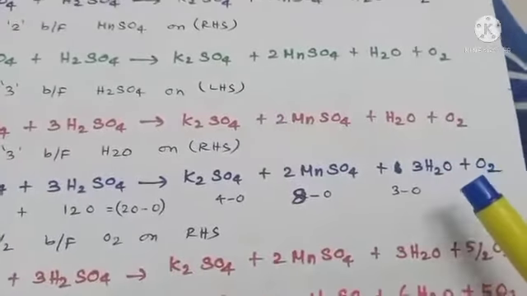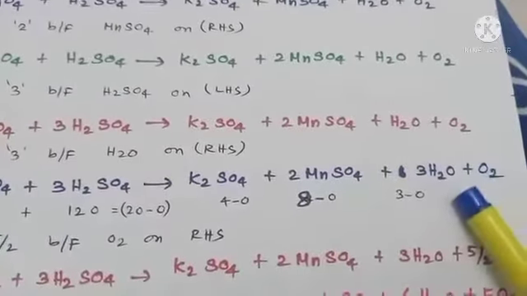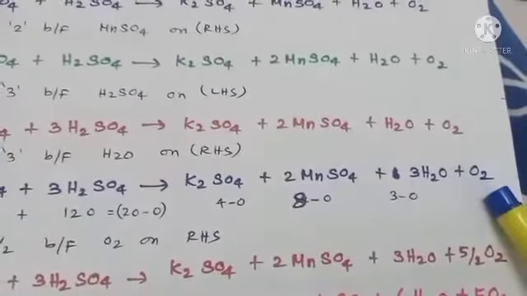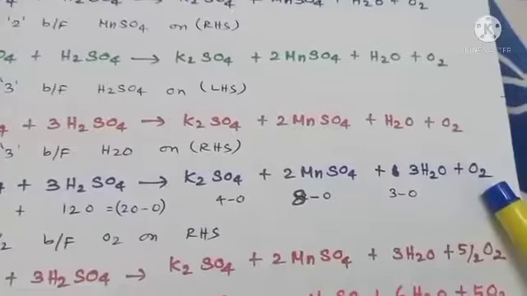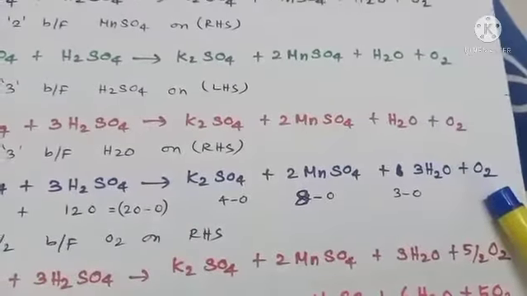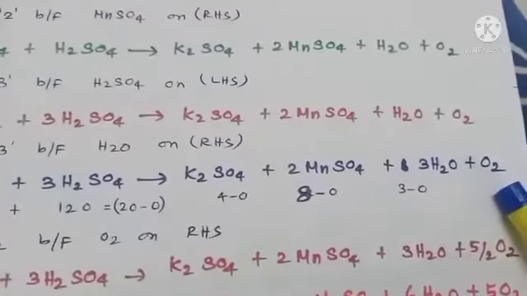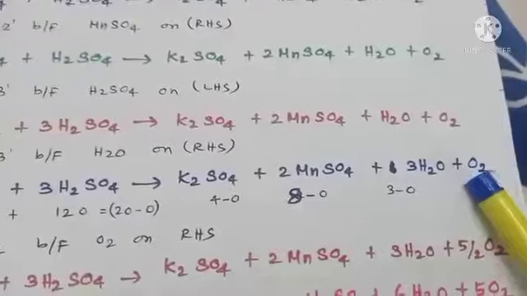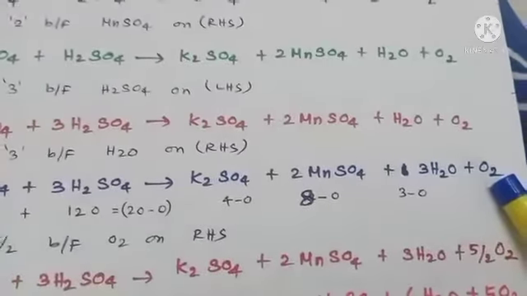So what I am going to do is, I am going to introduce 5 by 2 before O2 to balance oxygen atom, because one O2 is nothing but 2 oxygen atom, isn't it? 1 oxygen molecule is equal to 2 oxygen atom. 5 oxygen molecule is 10 oxygen atoms. 5 by 2 oxygen molecule is 5 oxygen atoms. So I am introducing 5 by 2 before O2 on right hand side to balance oxygen.